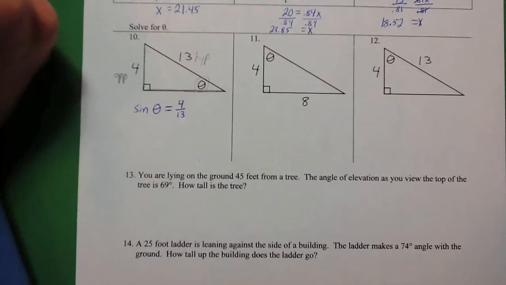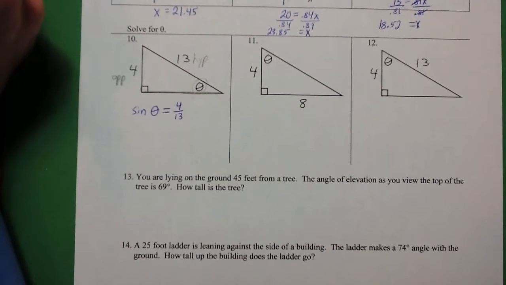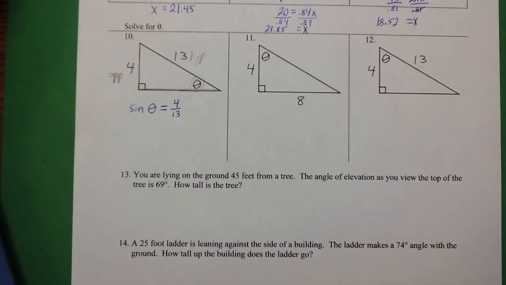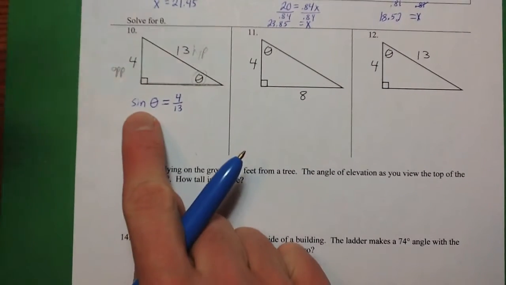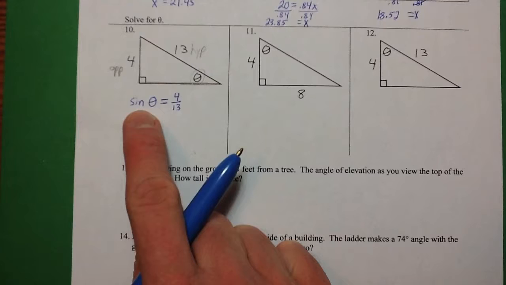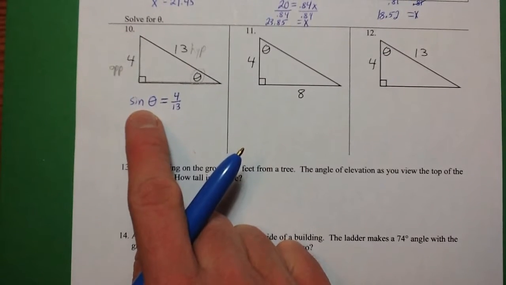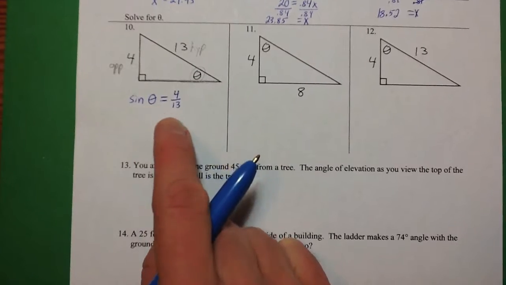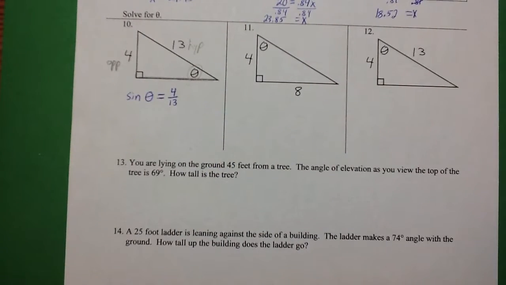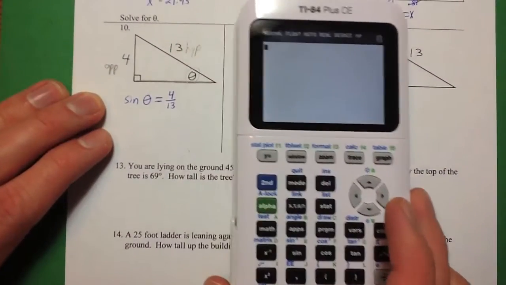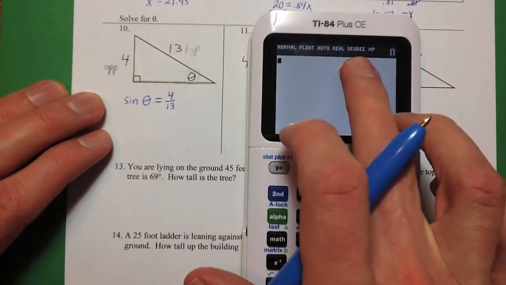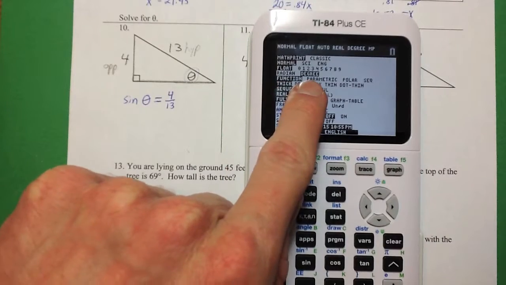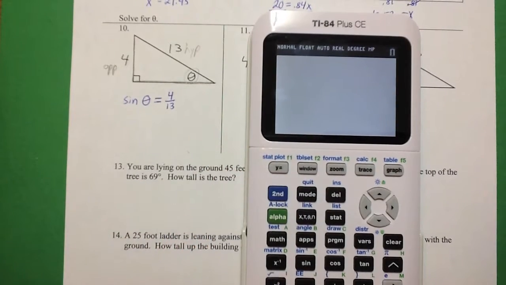Well, how in the world do you solve that? You don't divide by sine. Sine, cosine, and tangent are operations that you do on numbers. It looks like you'd be multiplying, but you're not. It's the sine of a number. Sine of some angle gives me this. How do I figure it out? Again, let's make sure we're in degrees. If not, you'd press mode and make sure you're in degrees and not radians, because we're dealing with degrees here.